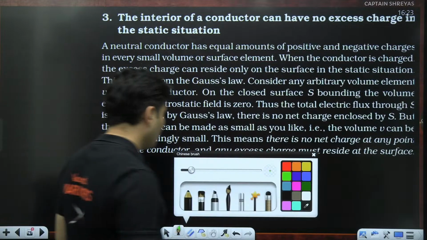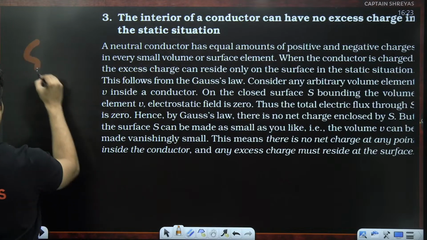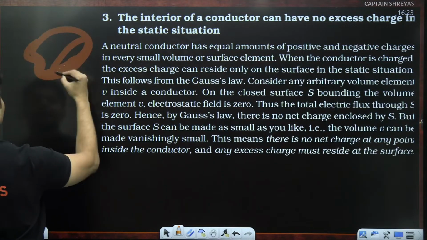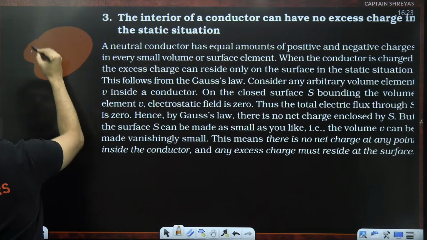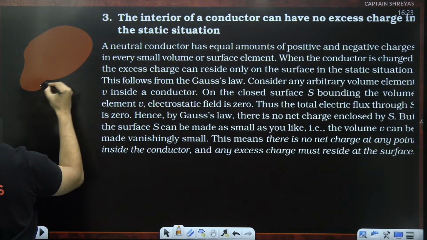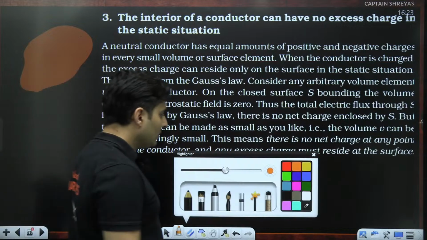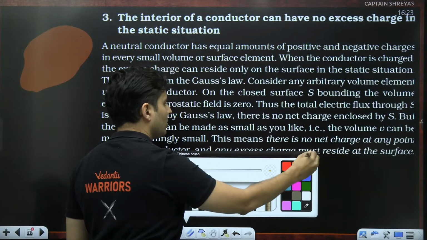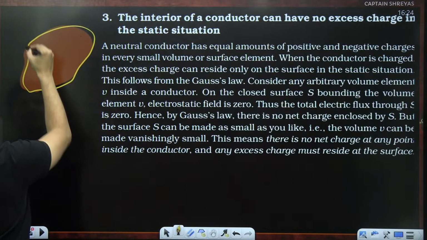I'll explain this to you in a very simple way. Okay, imagine a conductor again over here, and you charge that particular conductor. When you charge that particular conductor, usually what should happen is the charges should be only on the surface of that conductor.